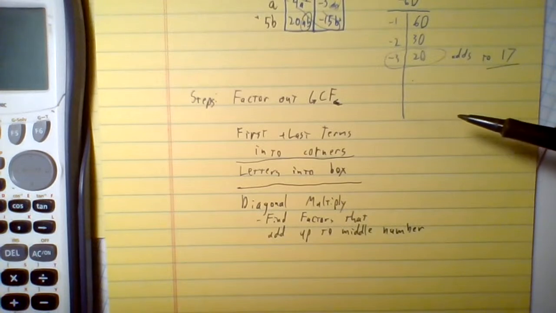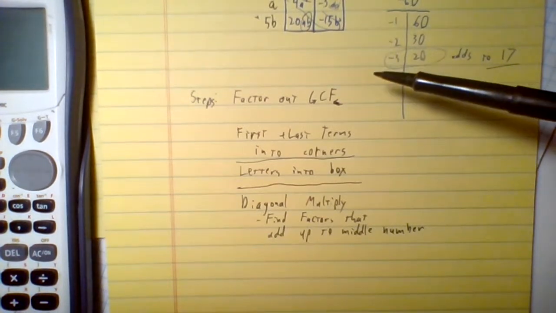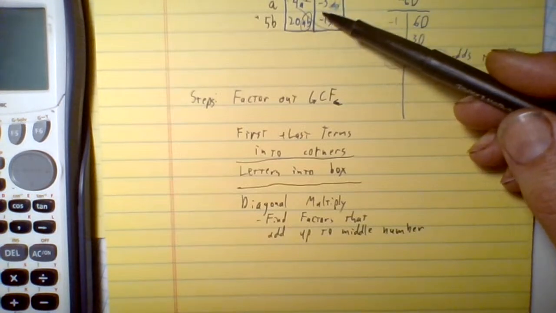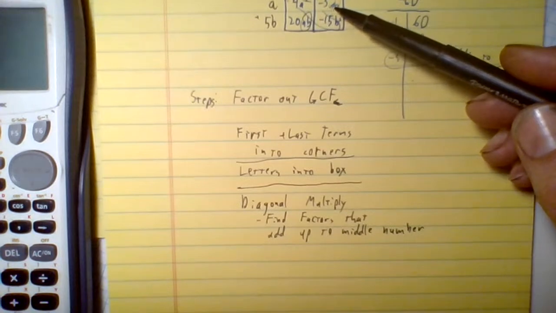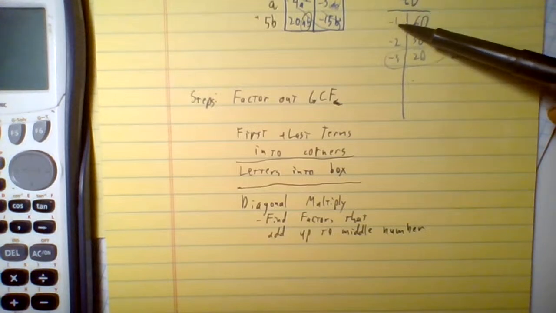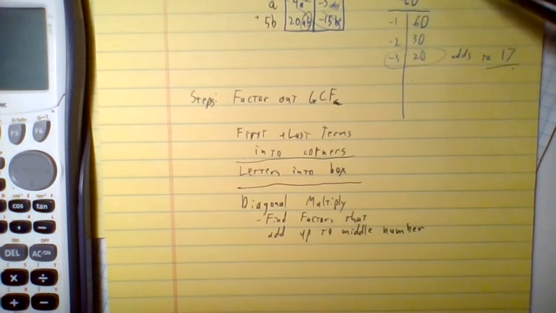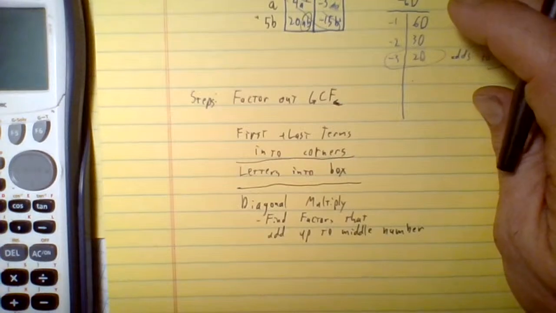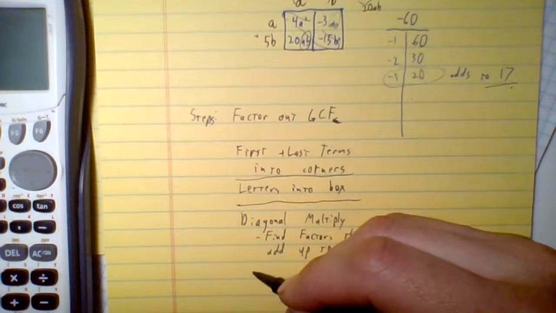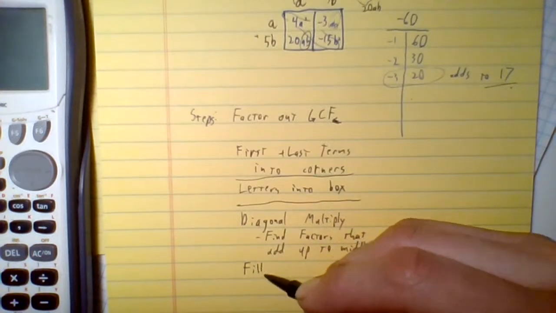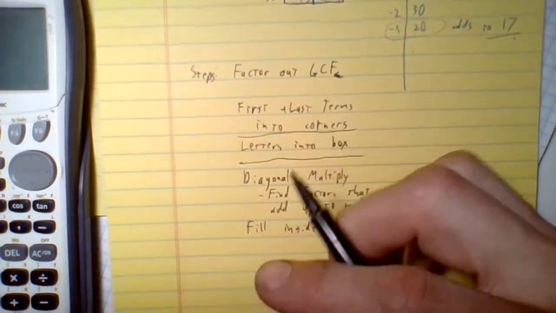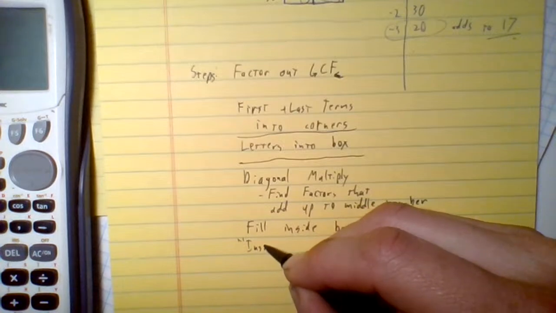It's a big step to this. Once we've got the letters here and here into the box that match the middle term, now we got to make the numbers match up. So this is describing what we did here. Diagonal multiply, find factors that add up to that middle number, with 17 in this example. So then we can fill in the box. We put those two numbers in. And what I'm calling inside out here.